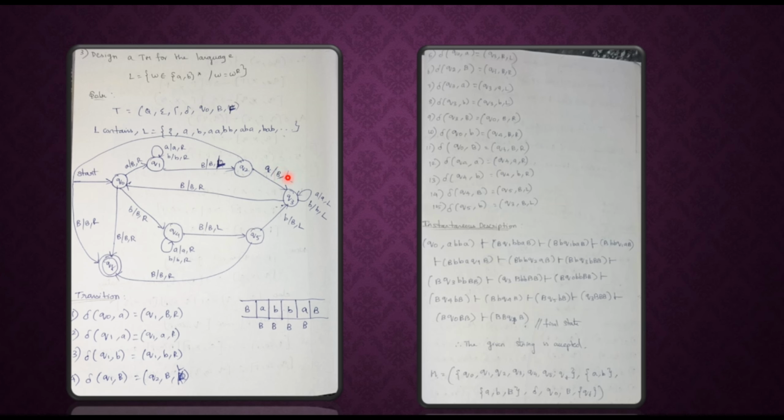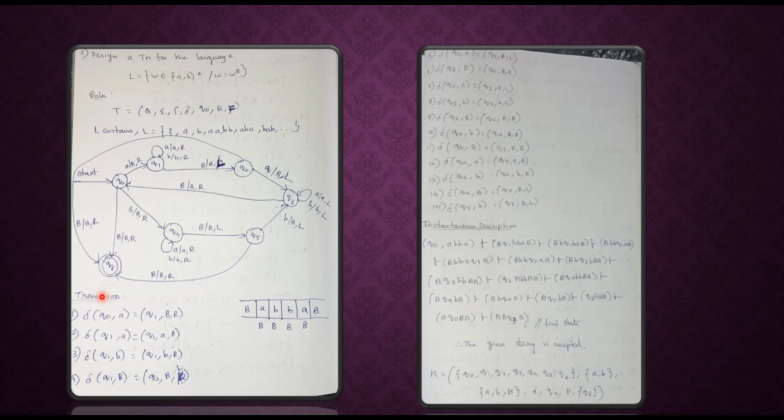Instead of reading the input, if I read the blank, that is the same situation. It means we traversed the complete string, that is the entire string, and finally we move on to the final or accepting state. So this is the process that happened here. Next we need to write the transitions using this diagram.